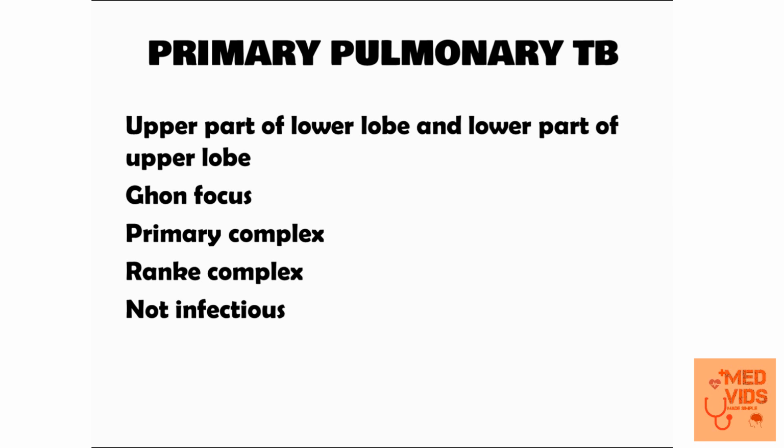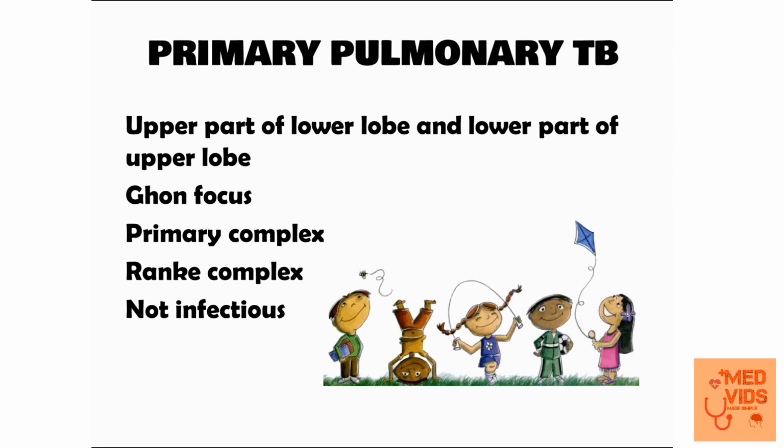Now, primary pulmonary tuberculosis is usually not infectious, which means these people are not going to spread infection to other people around them in most of the cases, because they're not going to produce much of a cough with expectoration. So the rate of spread of infection is not common in case of primary pulmonary tuberculosis.